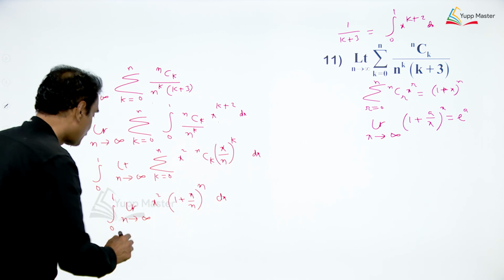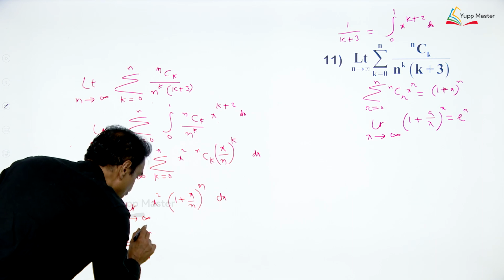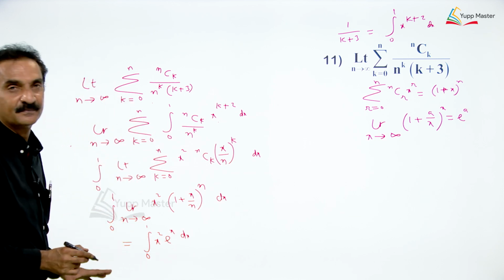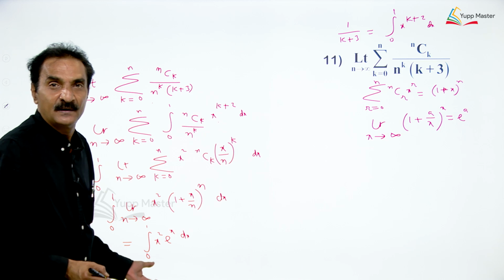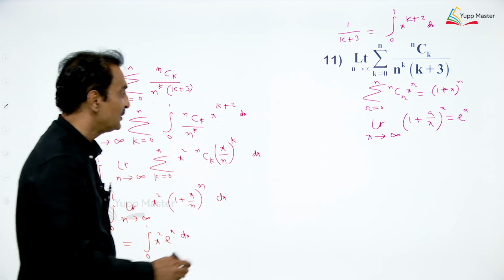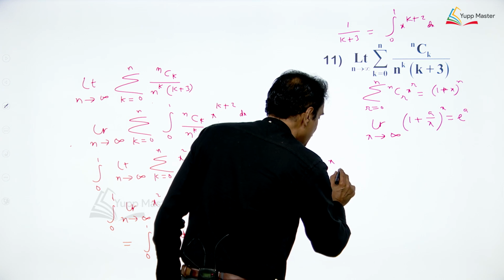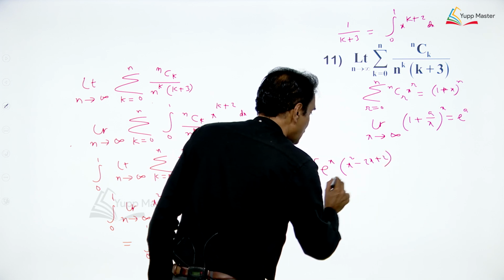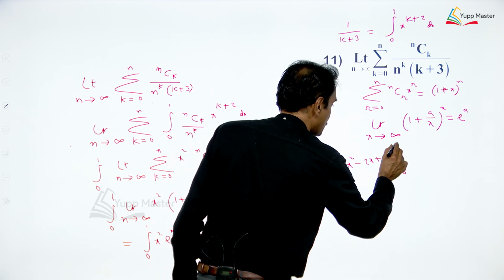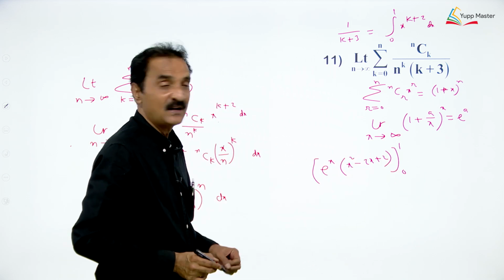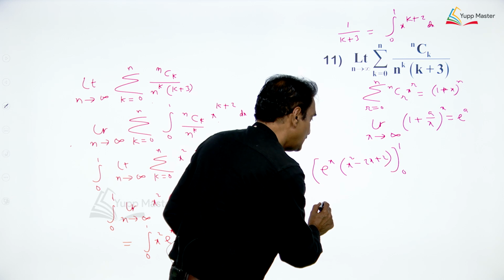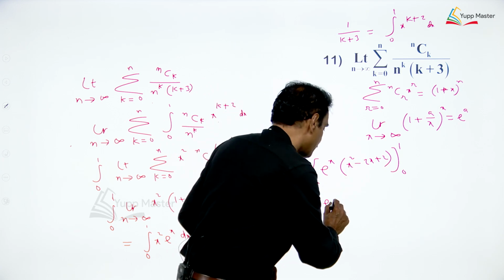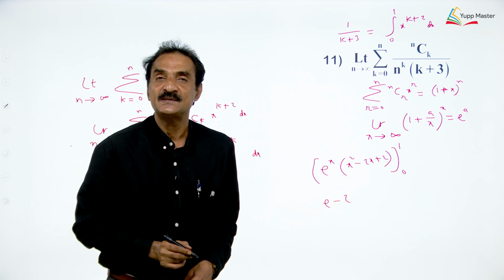So, we get integral 0 to 1 x square into e power x. Now, how to calculate? If you integrate this by parts, you will get e power x into x square minus 2x plus 2. Now, substitute limits 0 to 1. Substituting 1, you will get e. Substituting 0, you will get 2. So, the answer is e minus 2.